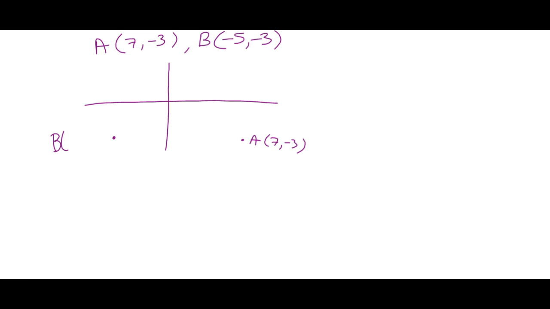They don't have to be perfect, but they should be in relative position, right? Which means they do need to be on the same horizontal line, right? They do need to be where this is negative 3, right? I could label that 7 and negative 5, but label the point anyways, right?